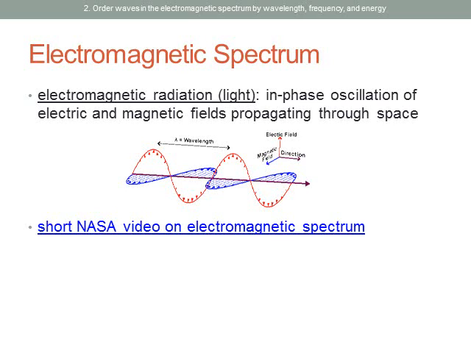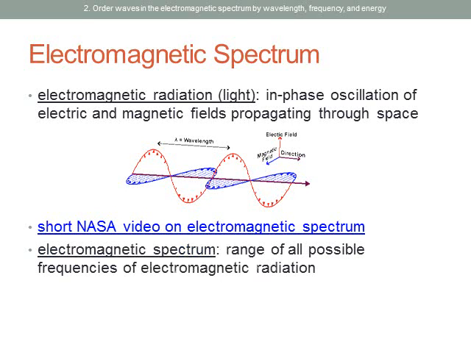It is a good video, I think. It's pretty simple, but it does a good job of explaining what the electromagnetic spectrum is. So the electromagnetic spectrum as a whole is a range of all the possible frequencies of electromagnetic radiation, or all the possible frequencies of light.